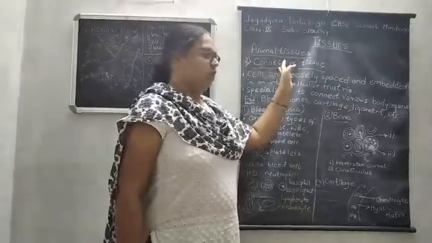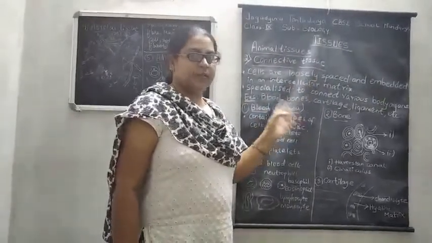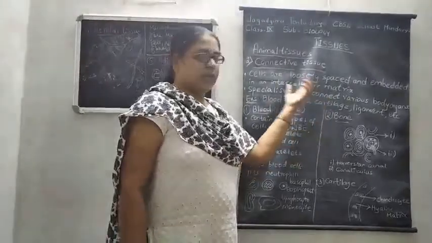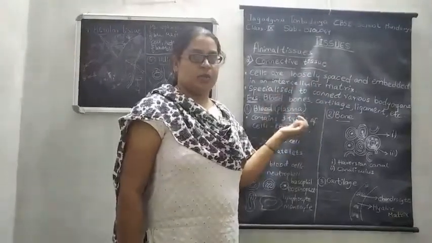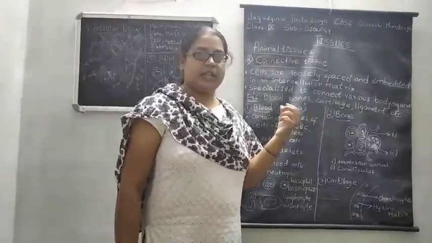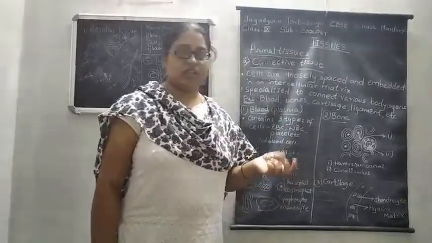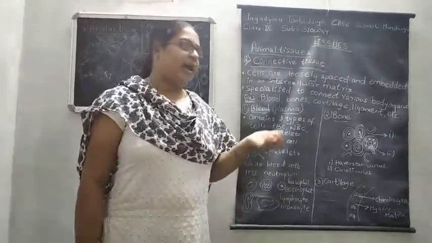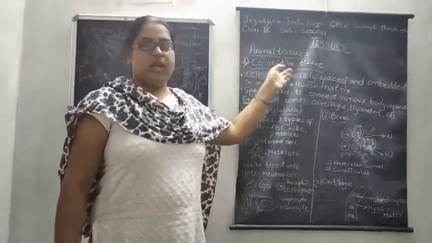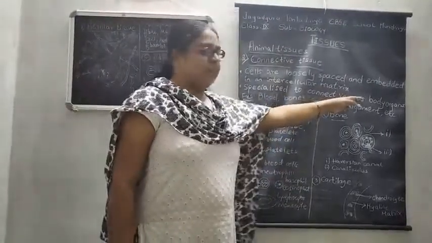So in this connective tissue, the cells are loosely spaced, meaning in between the cells there is some space. In that space some chemical compounds are stored, and that will connect different types of cells and form one particular matrix to perform specialized functions in the animal's body. And so the main function of connective tissues is to connect various body organs.